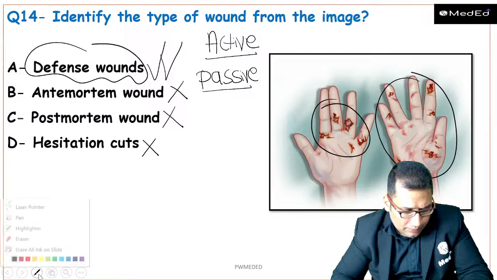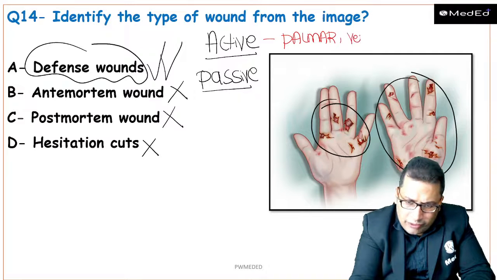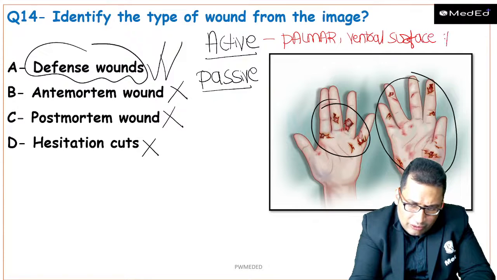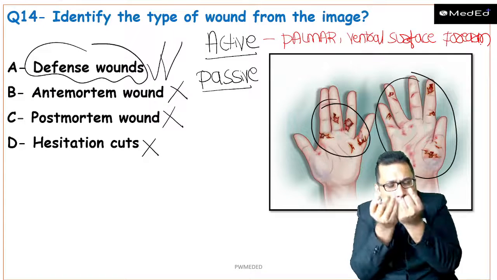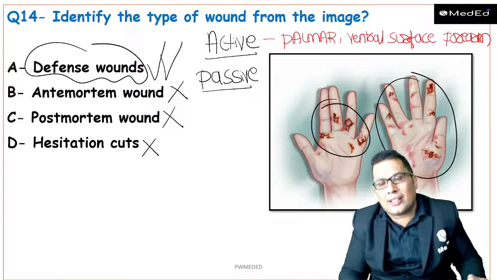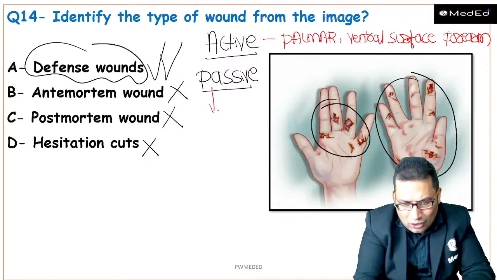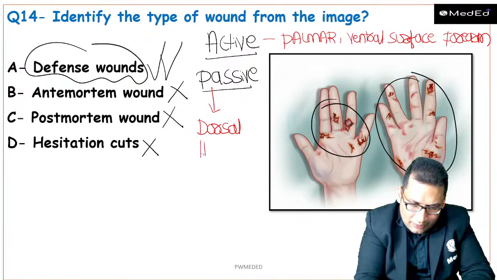Very important topic. Active defense wounds are commonly seen over the palm or palmar surface or the ventral surface of the forearm. When the victim tries to grab the weapon in an incised wound or in a stab wound, he tries to grab the weapon, and you will see active defense wounds over the interdigital space. Passive defense wounds are commonly seen over the dorsal aspect of the hand and the forearm.